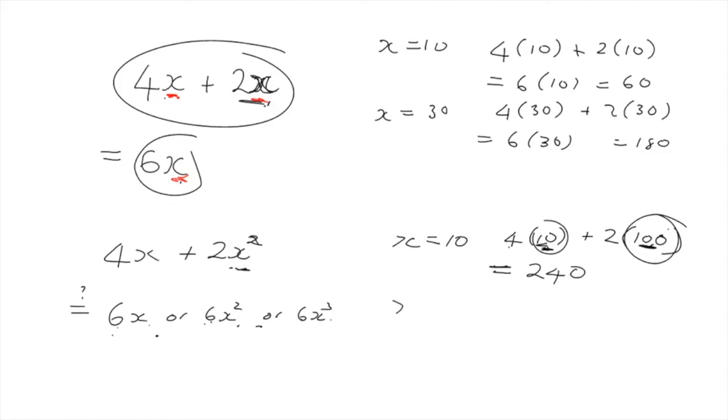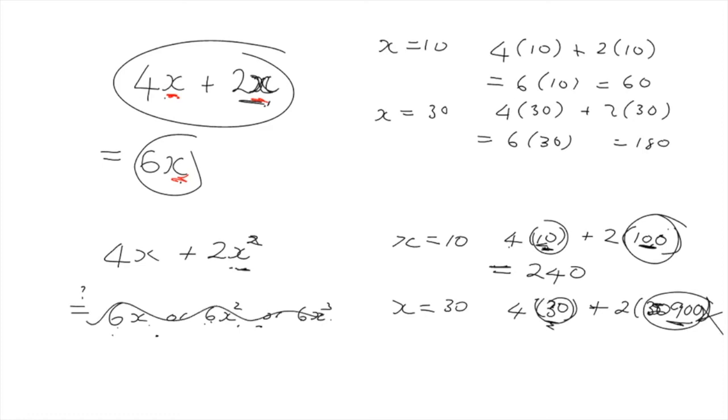And so you can see, if we try and say with x equal to 30, what you'd end up with here is 4 thirties plus 2 lots of 30 squared, which, sorry, is 900. Can you combine those two things? Well, the answer is no, because here you've got 4 thirties and here you've got 2 nine-hundreds. You can't then say you've got 6 thirties or 6 nine-hundreds or anything of that. You actually have to treat this and this as different things. So none of these things here are right.